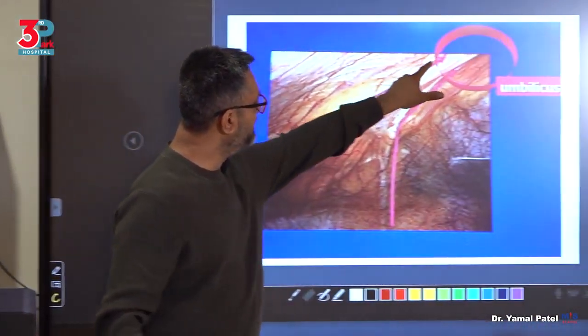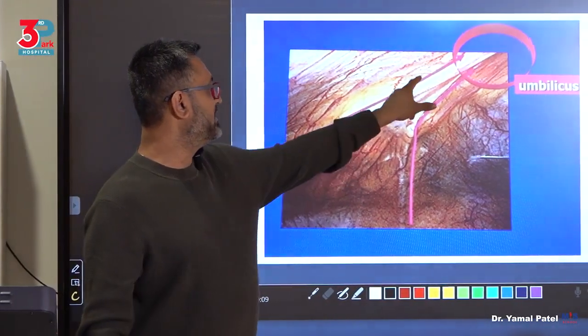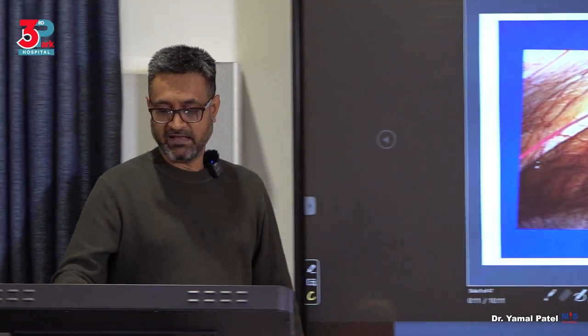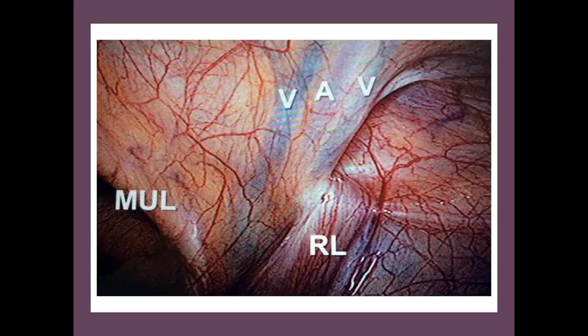So this is the obliterated umbilical artery. In the midline there is a urachus, and you will see the vessels like this. Can you see this vessel? So you have the vessel and the vein on the side. So we have the artery, vein, the medial umbilical ligament, and the round ligament entering or going out.